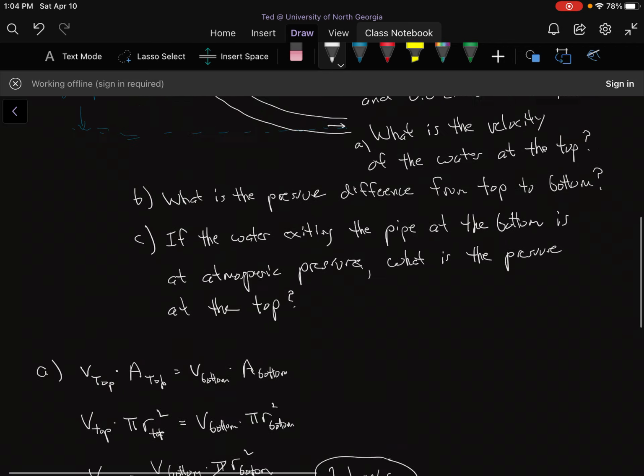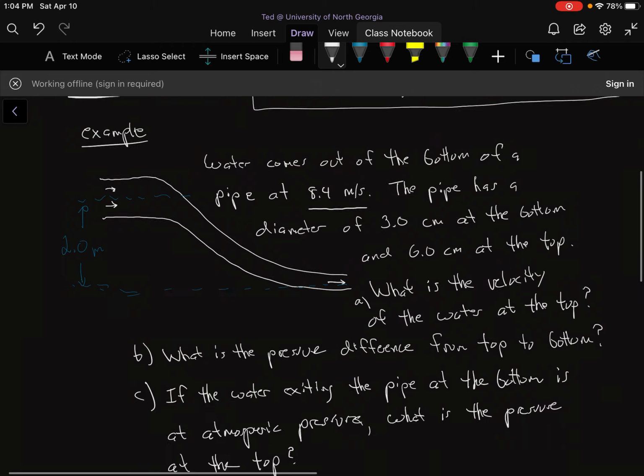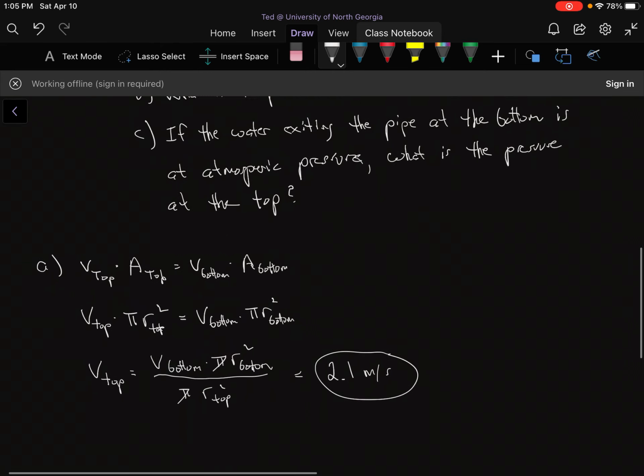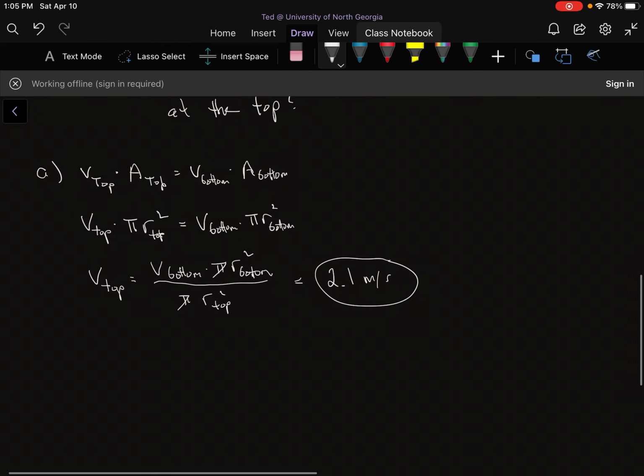So, does it make sense that it slowed down? It was going 8.4 meters per second at the bottom, and now it's going 2.1 meters per second at the top. Is that reasonable? Sure, because when the pipe gets smaller, the velocity has to get faster, so it should be moving slow at the top. Okay, so for part B, we want to find the pressure difference.